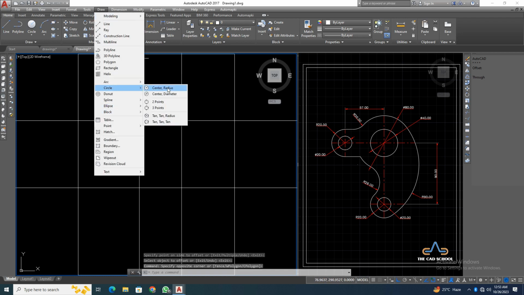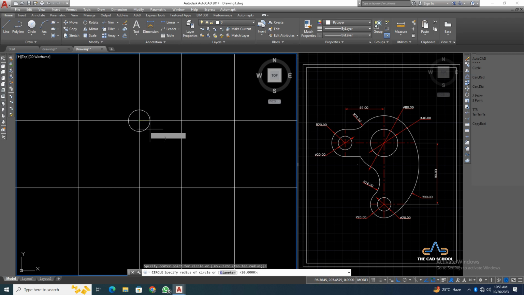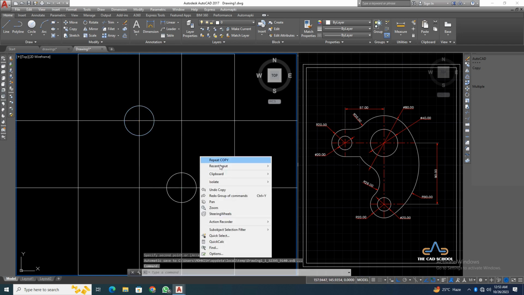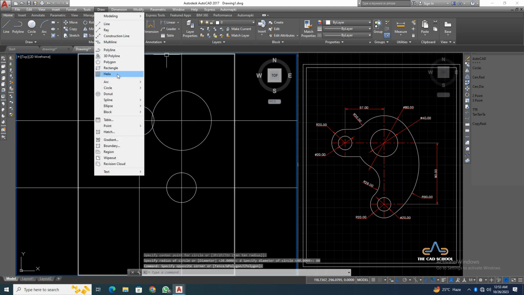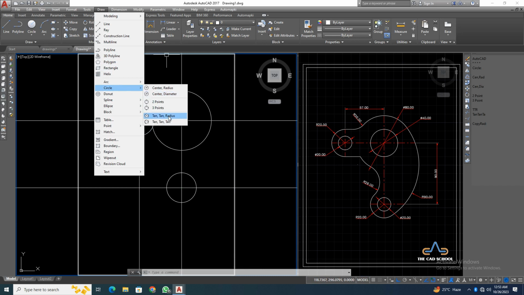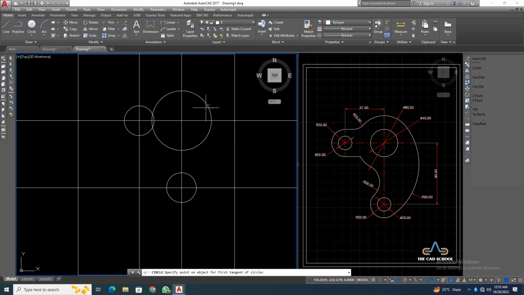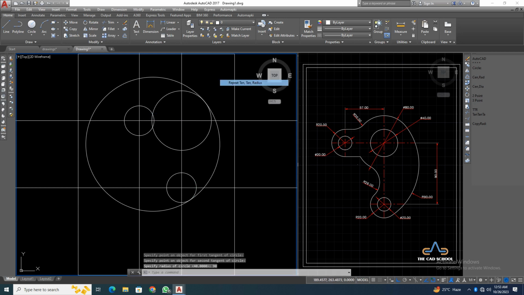So circle, the center radius, intersection, that is 20. Copy the circle from intersection to intersection. I can draw a circle of diameter 80. Then go to draw, select circle, TTR by selecting tangent radius to draw the circle of radius 90. Then again repeat tangent radius, tangent to this circle and this circle, radius 26.